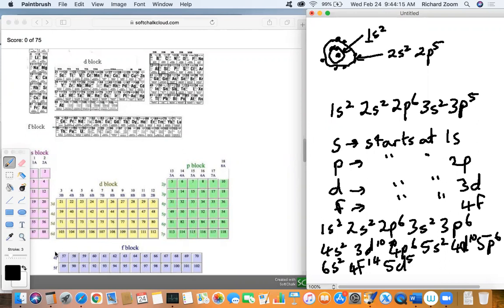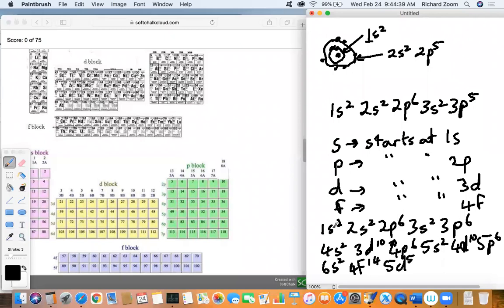I wanted to do that example to show you how it jumps down into the F block and then jumps back up again. Does anybody have any questions? All right.